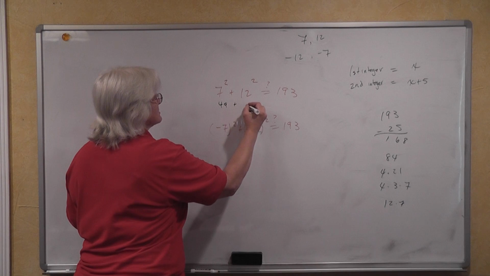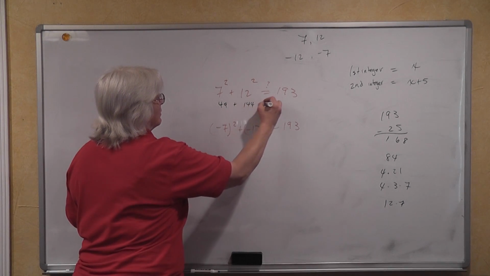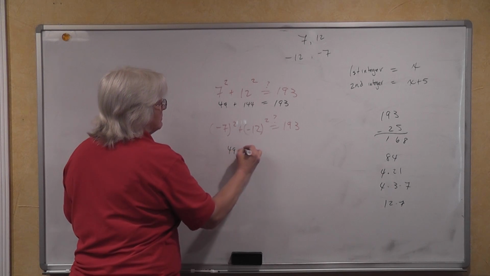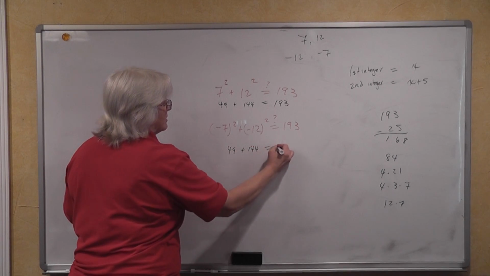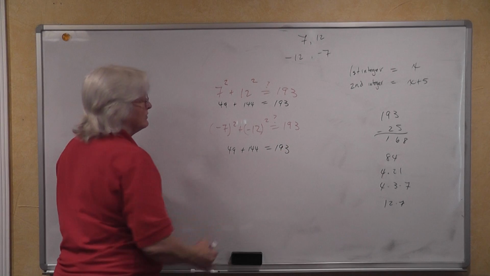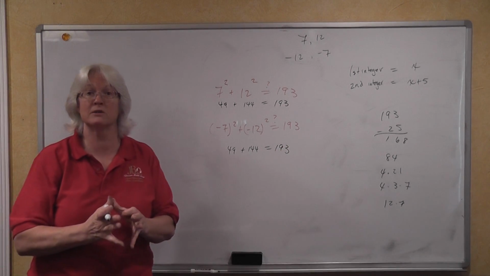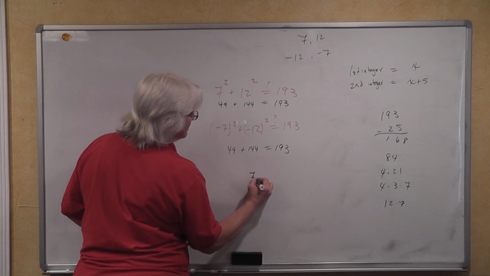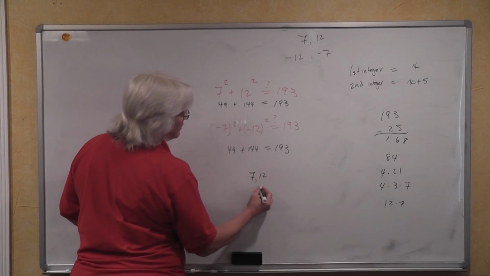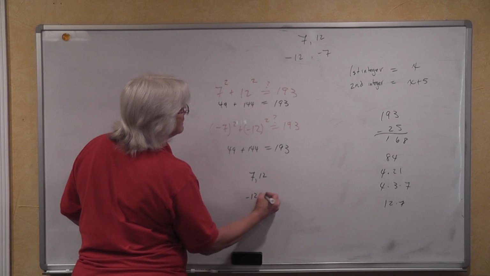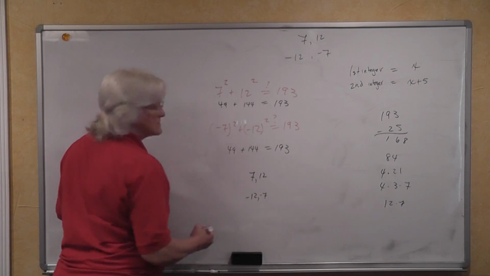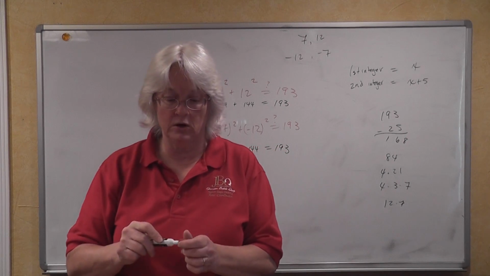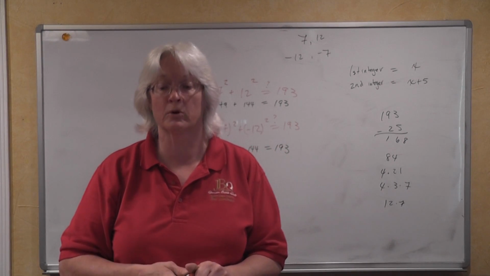49 plus 144 is equal to 193. So you have two possible pairs of integers for this. Either you have 7 and 12, or you have negative 12 and a negative 7. So another example of how you can use quadratic equations to solve word problems.